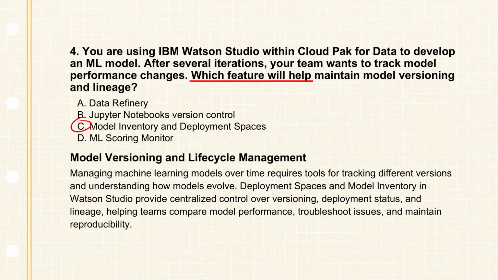So you can look back and see, okay, version 2 performed like this, version 3 like that. Exactly. You can trace its evolution, compare performance, see what changed. It's vital for debugging, for audits, for collaboration, really understanding your model's journey. The underlying point is model versioning and lifecycle management.